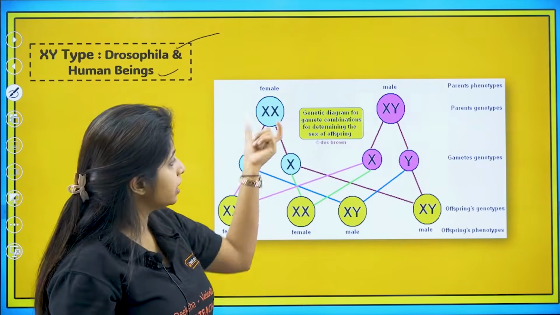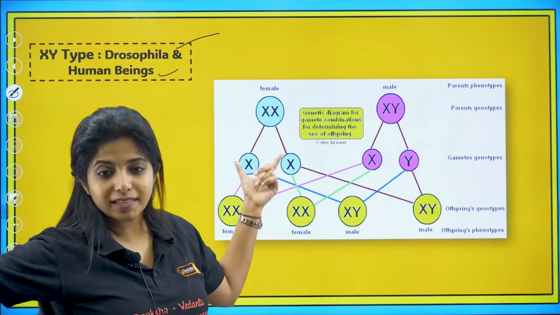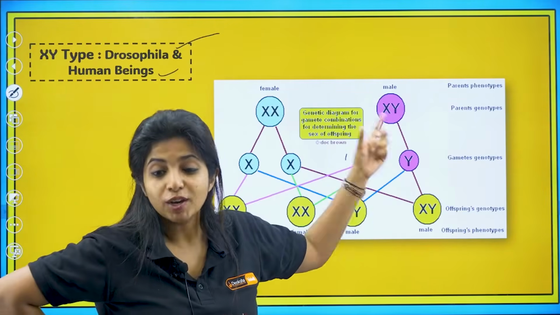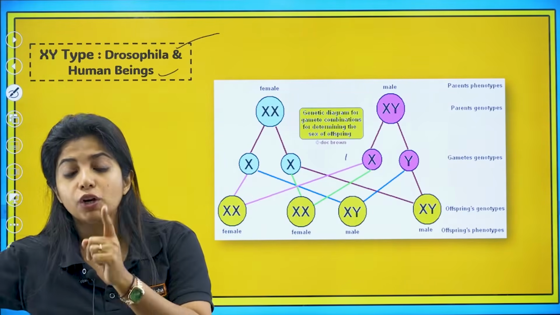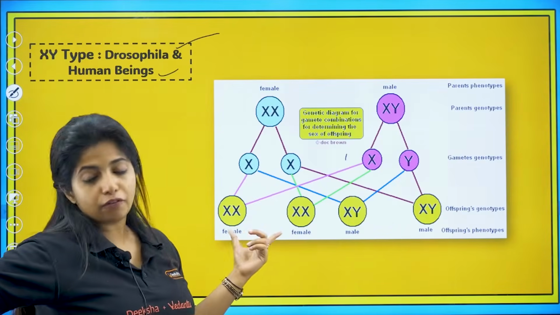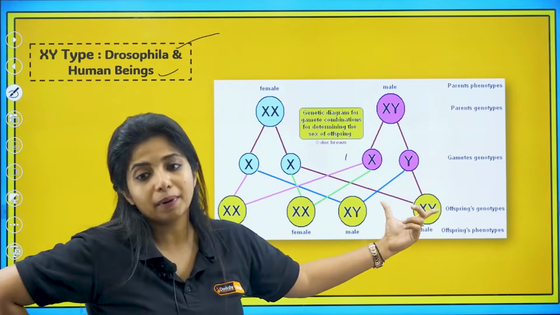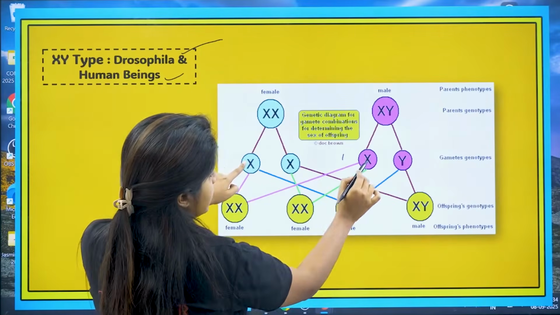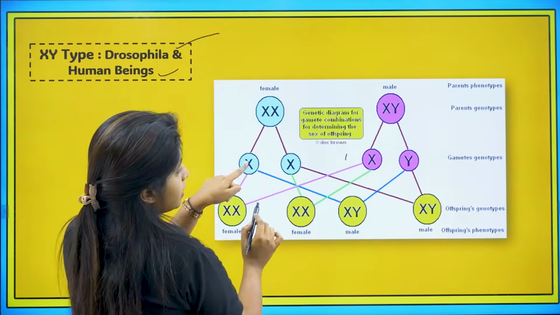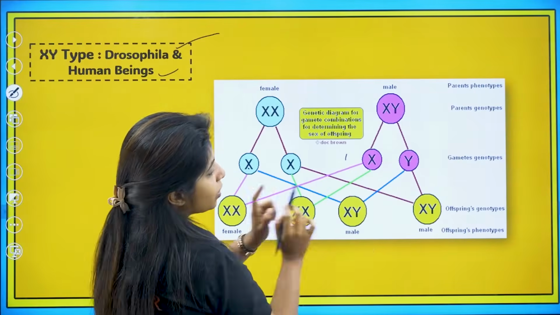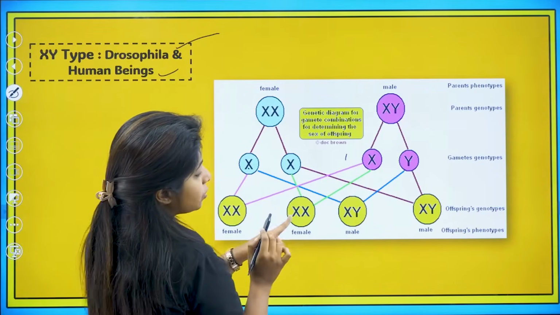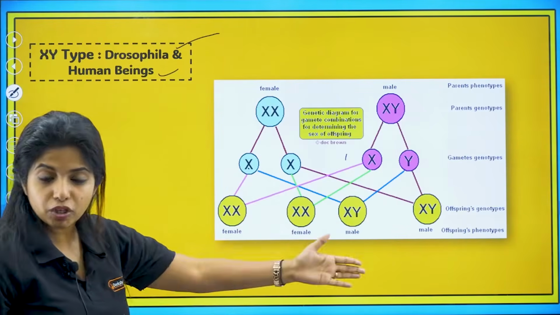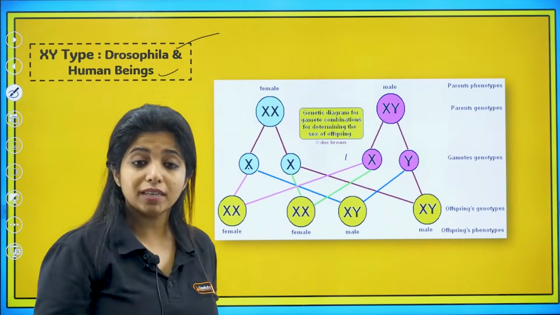Here also, the females produce the same type of gametes, XX only. But the males, X and Y, produce two different types of gametes. So again, this is an example of male heterogamety. There is a 50% chance a female will be born and 50% chance a male will be born. How? Suppose this X comes together with this X, you get XX. This X with this Y, you get XY. This X with this X gives 2X, female again. This X and this Y, again a male. So 50% male, 50% female.